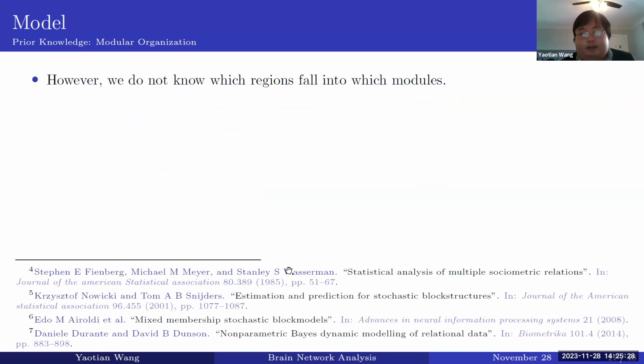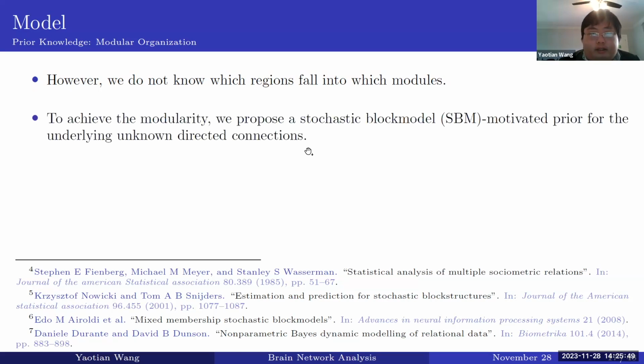Now the challenge is, we only know the underlying brain network has a modular organization, but we do not know which regions fall into which modules. So in other words, we need to identify the module labels and identify directed connections at the same time. To address this challenge, we propose a stochastic block model motivated prior for the underlying unknown directed connection.